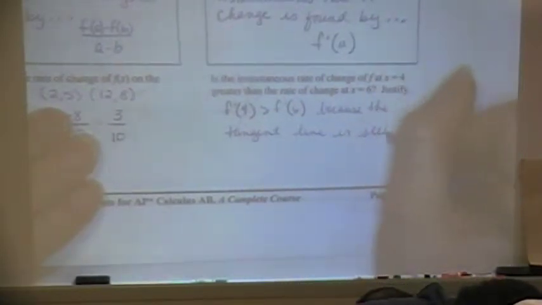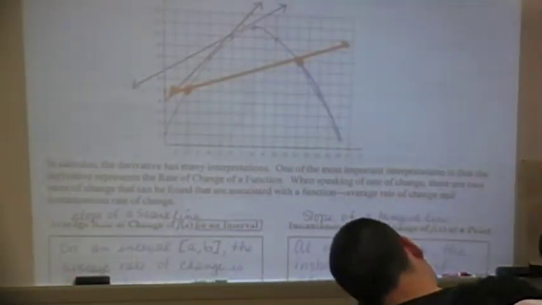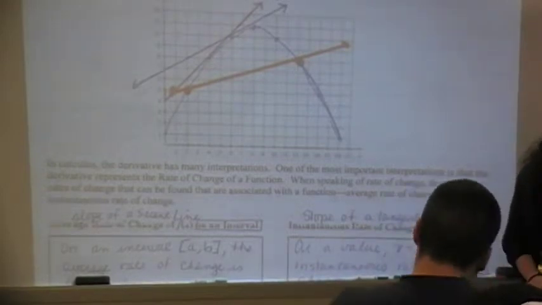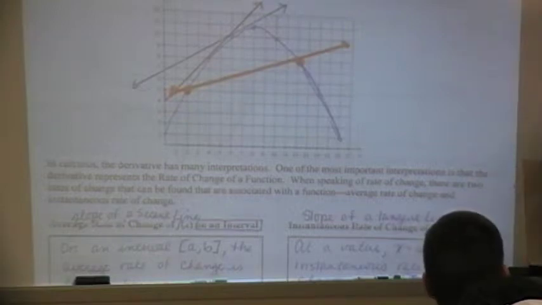Now think about it in terms of what we were just talking about, throwing a ball in the air. Why would the instantaneous rate of change at 4 be greater than the rate of change at 6? What's happening at 6? Because it's reaching its peak, and it's going to stop and have zero rate of change. Gravity's had less amount of time to affect it. Gravity's pulling it in.